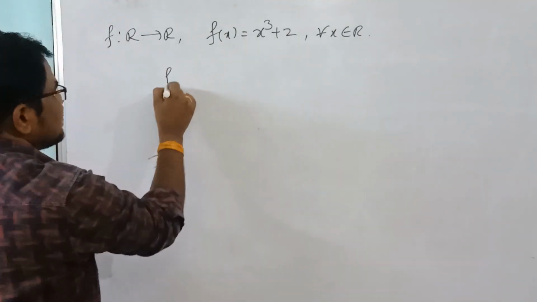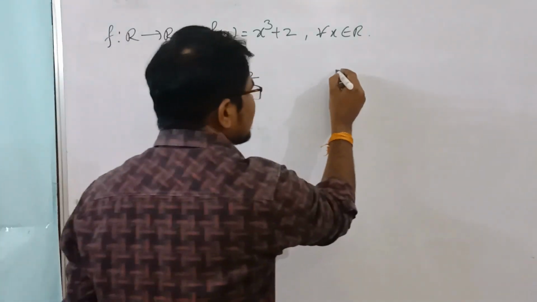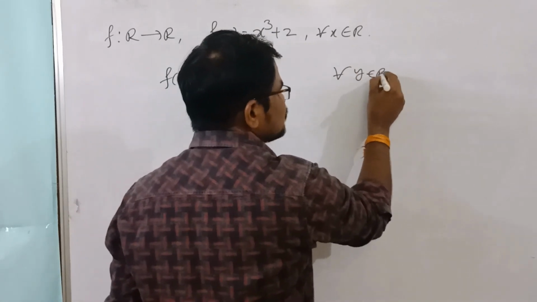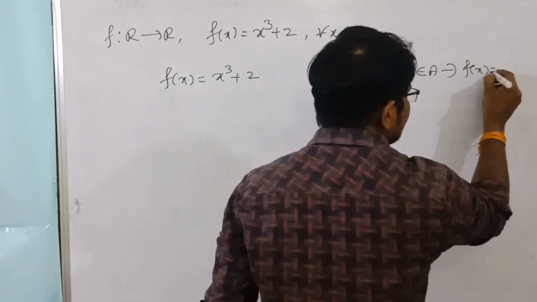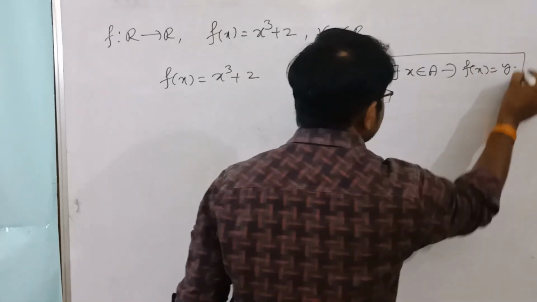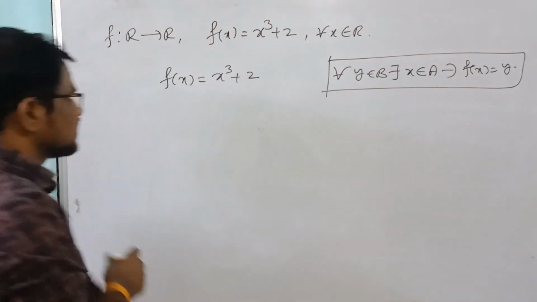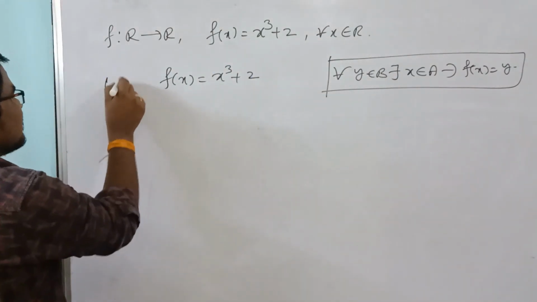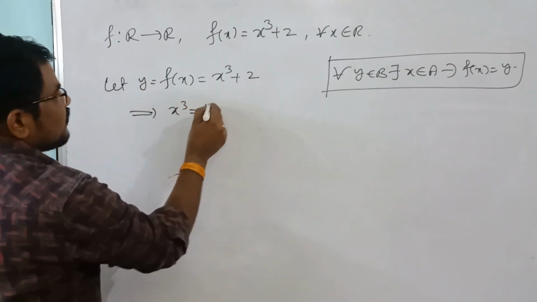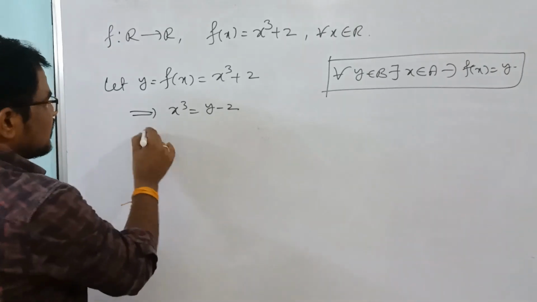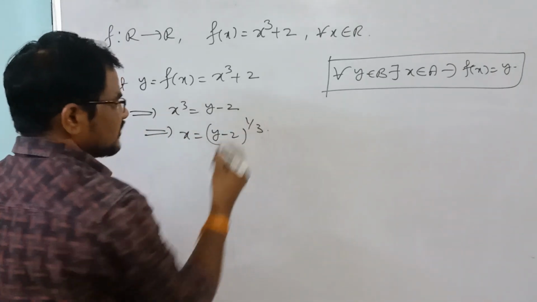For that, you take the function f of x equal to x cube plus 2. So what is our condition? For all y belongs to B, there exists an element x belongs to A such that f of x equals y. This is the important condition. If this function satisfies this condition, it is an onto function. Otherwise, into function. For that, let y equal to this. Now x cube equals y minus 2, right? That implies x equals (y minus 2) whole to the power of 1 by 3.